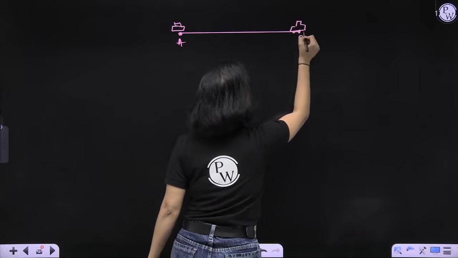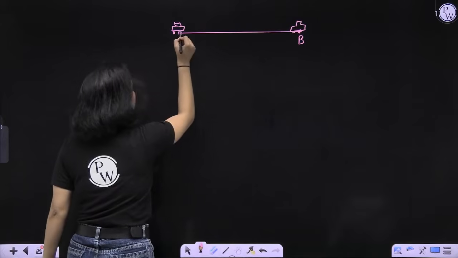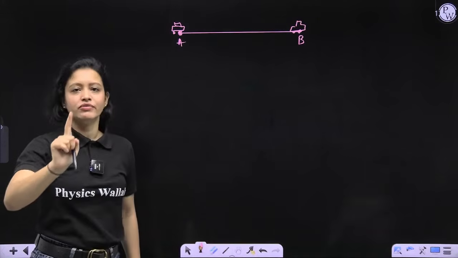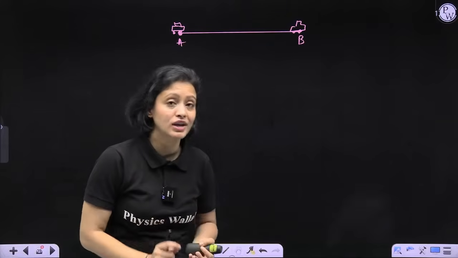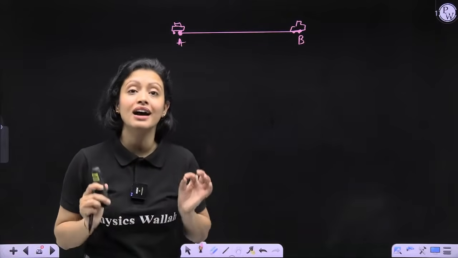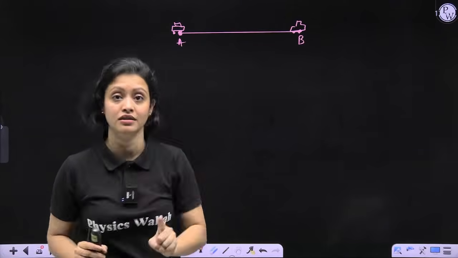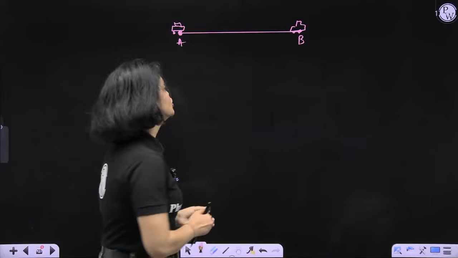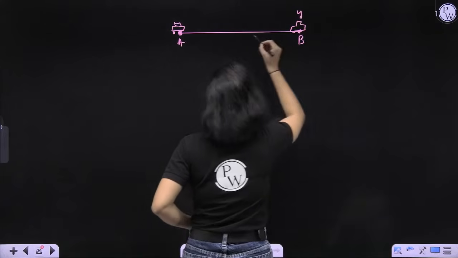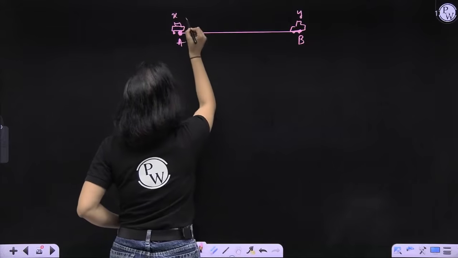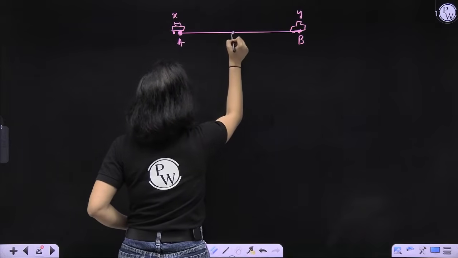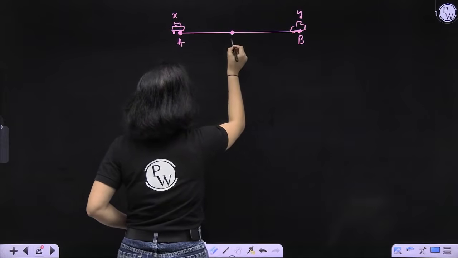Now, they are meeting just after 1 hour. This is very important to understand. That means both the cars are traveling for 1 hour. So this car's speed is y, this car's speed is x. They are both moving in this direction. Let's suppose they meet here.